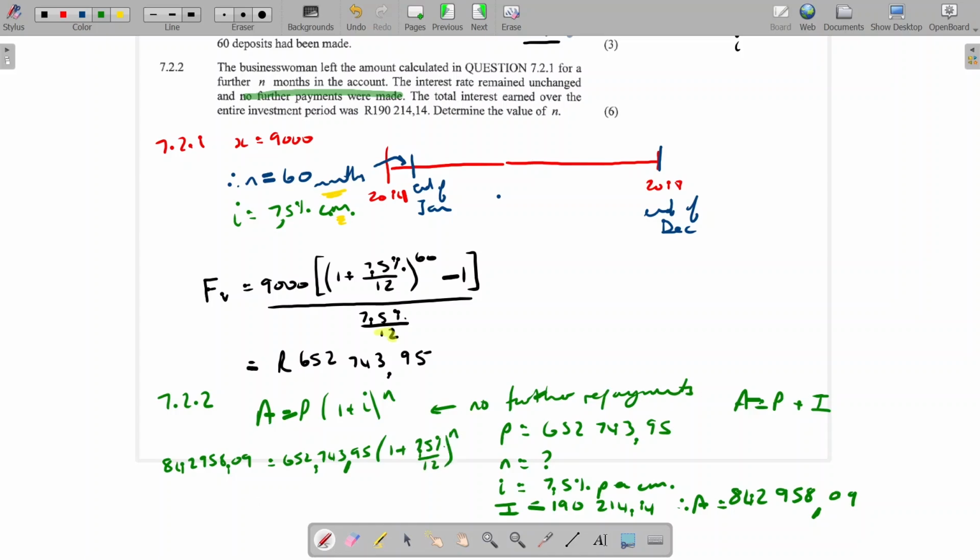We're going to do what we did previously. We're going to divide by this, answer divided by 652,743.95. Okay, so we've got that value.